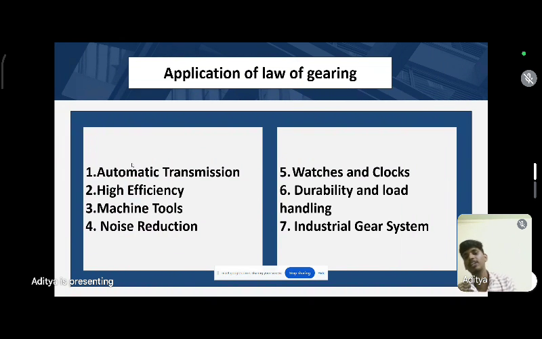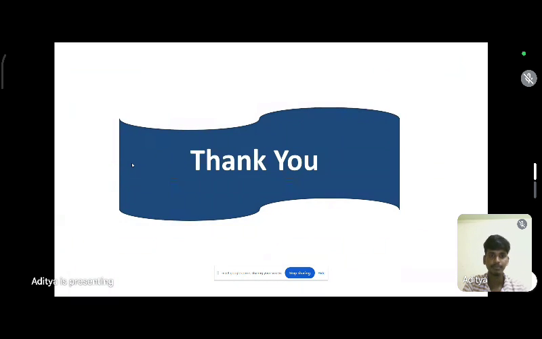Then these are the applications of the law of gearing. First application is automatic transmission in vehicles, then machine tools, then watches and clocks, then industrial gear systems.